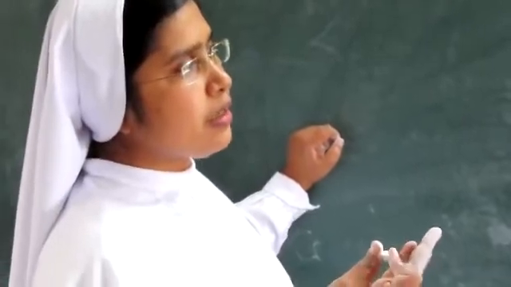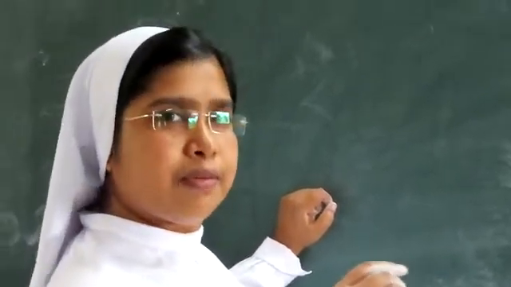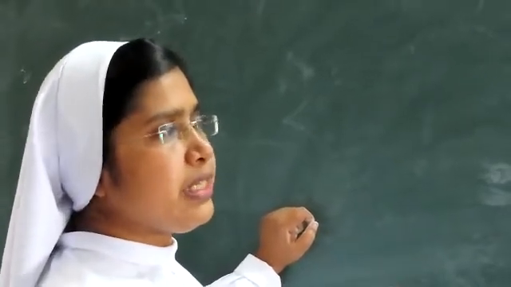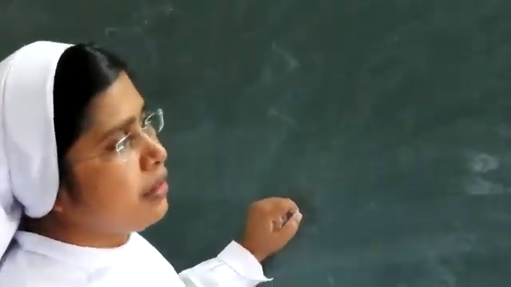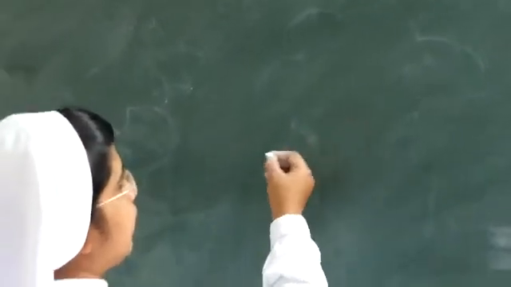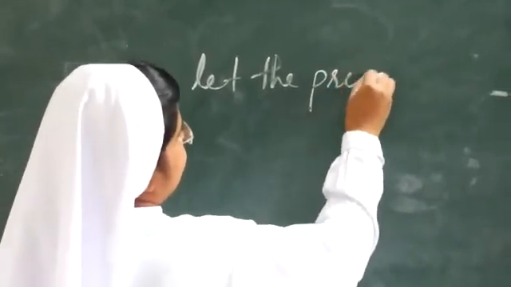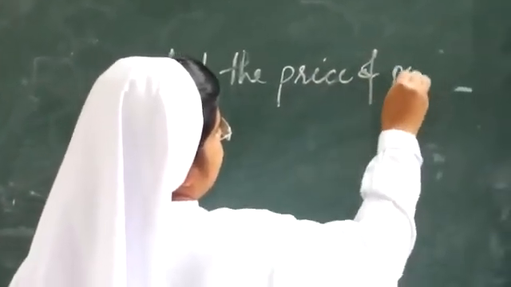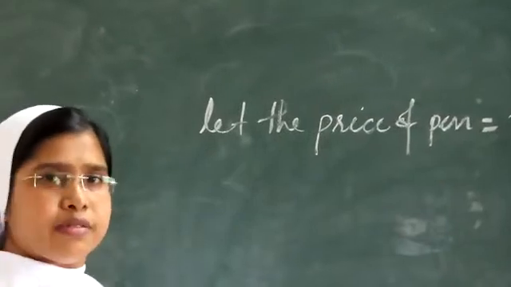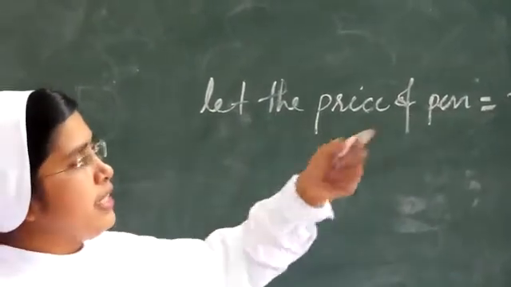See, the price of the book is depending on the pen. The price of the book is how much? 4 rupees more than the price of the pen. Now, what is the price of the pencil? The price of the pencil is 2 rupees less than the price of the pen. Now, since everything depends on the pen, we can say let the price of pen be equal to x. You can give x or y or z or a or b, usually we give x. Okay, the price of pen is equal to x.